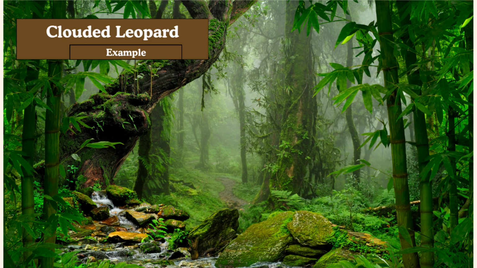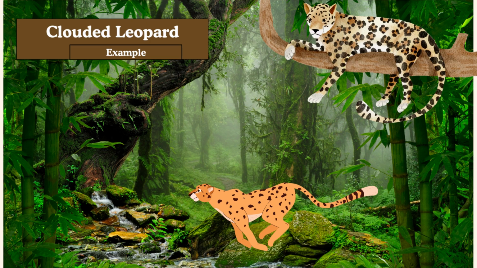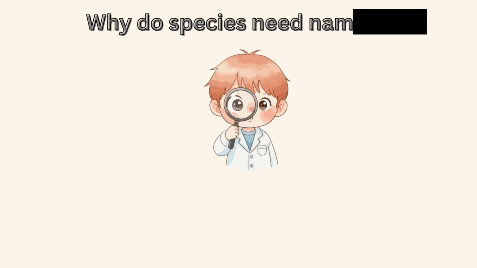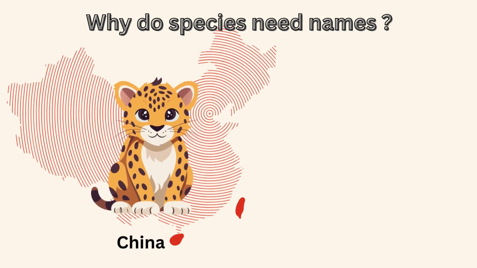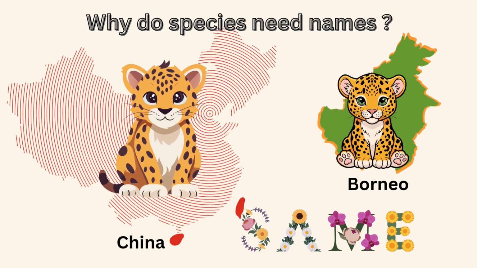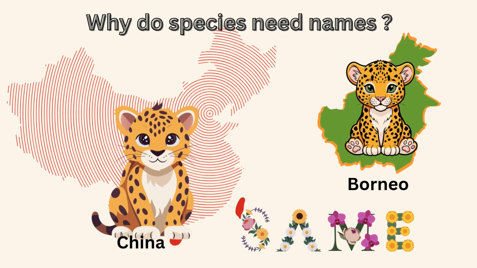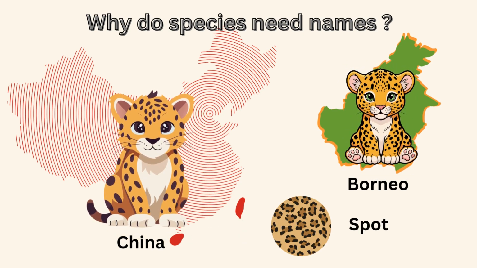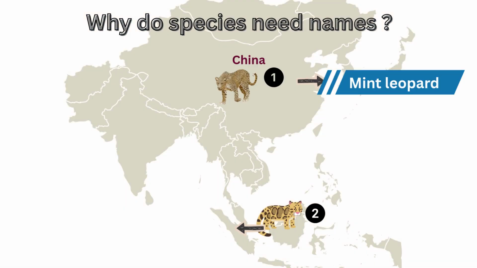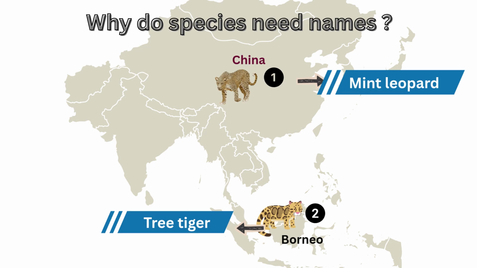Clouded leopards hunt alone at night and spend most of their time in the treetops. They are rarely seen nearby. They roam southern China as well as islands like Borneo. For many years, scientists believed that the clouded leopard in China and the clouded leopard in Borneo were the same species. They looked almost the same: same body shape, same spots, and same size. In China, it is called mint leopard, while in Borneo, it is known as tree tiger.